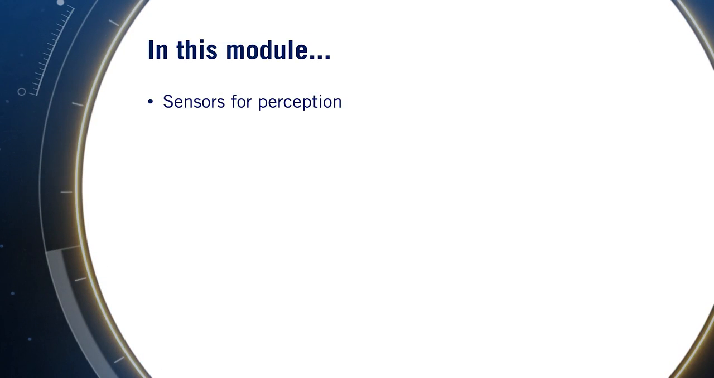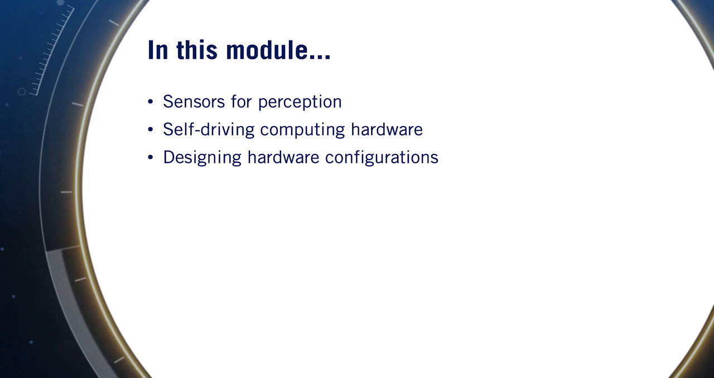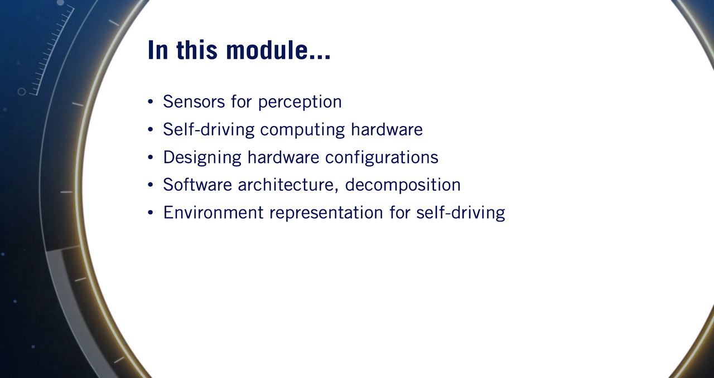Welcome to the first lesson of week 2. This week we will discuss many details about the hardware and software architecture used in today's self-driving cars. In particular, we will cover the various sensors that can be used for perception, the computing platforms available today, the basics of designing sensor configurations for self-driving cars, the components of a typical autonomy software stack, and finally we will conclude by discussing the various ways which we can represent the environment for self-driving.